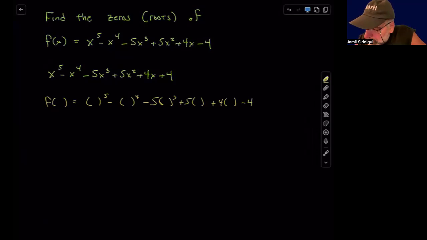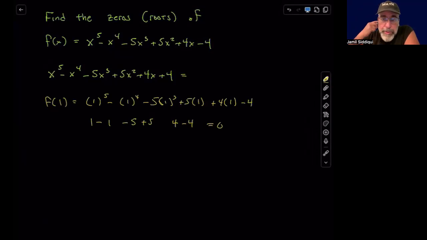Okay, so when I plug in 1, what do I get? I get 1 minus 1, that's a 0. Minus 5 plus 5, that's a 0. 4 minus 4, that's a 0. So we end up getting 0. Well, think about that for a second. If we plug in 1 and we get out 0, that means had we factored it, we would have gotten the solution 1. And what is the factor that the solution 1 comes from? Well, that leads us to if f of 1 equals 0, then x minus 1 has to be a factor.